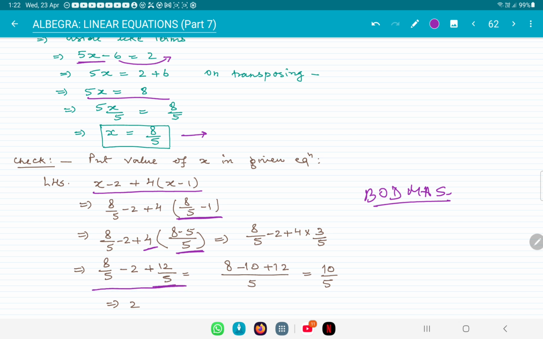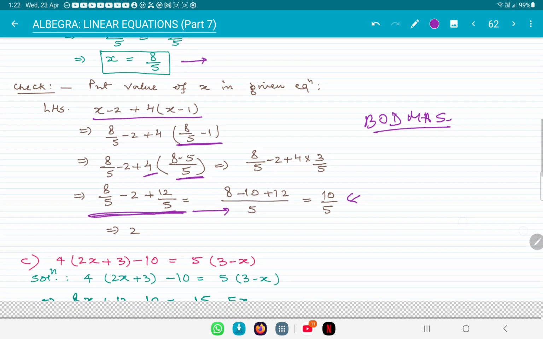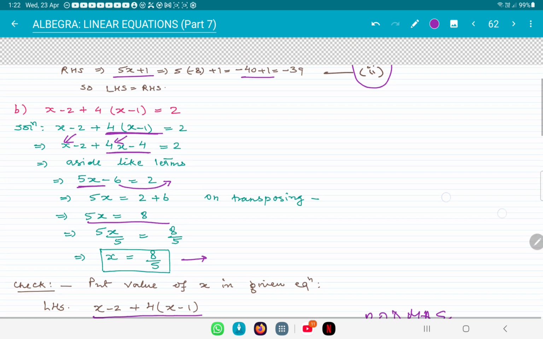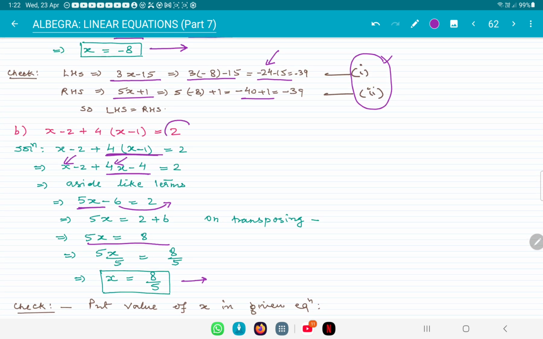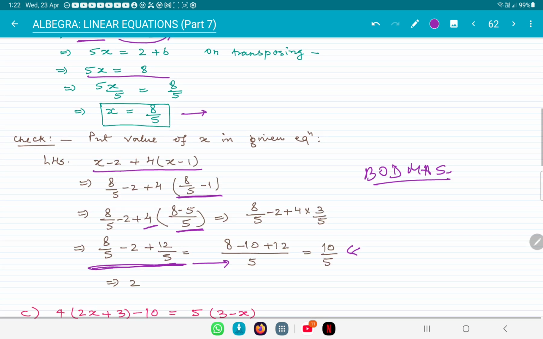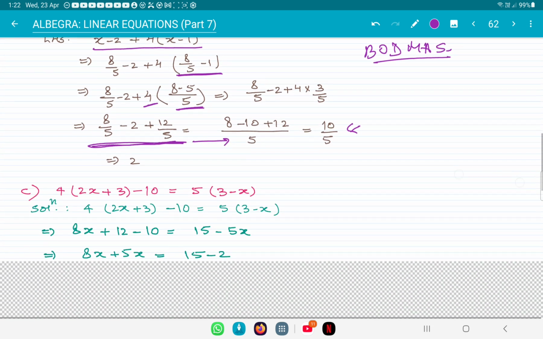Now see this term, so in this term we will take LCM, so we get 10 upon 5. 10 upon 5 is 2. Okay, and see on the right hand side of your question it is 2. So our final answer, which is x is equal to 8 by 5, is right.